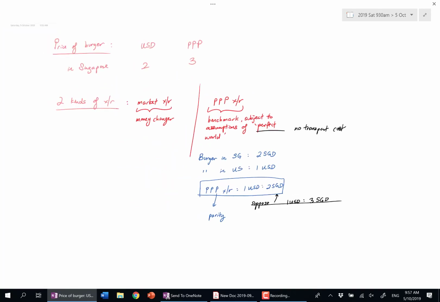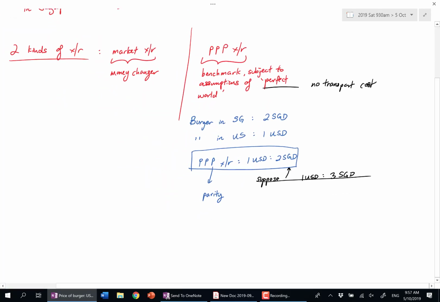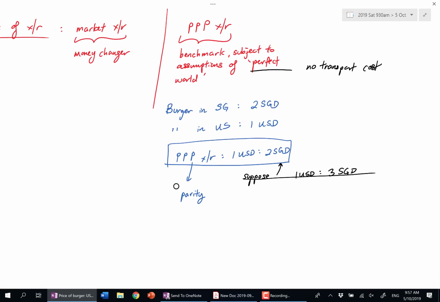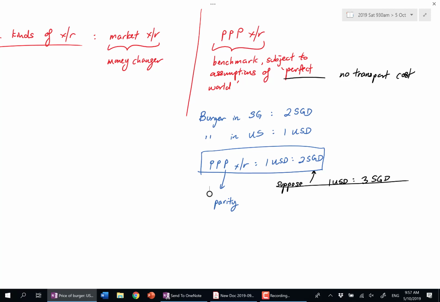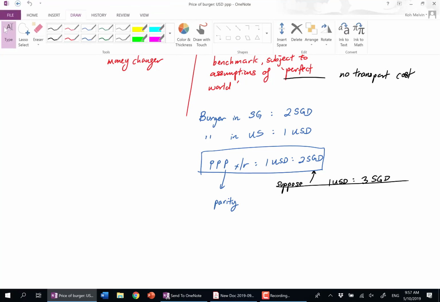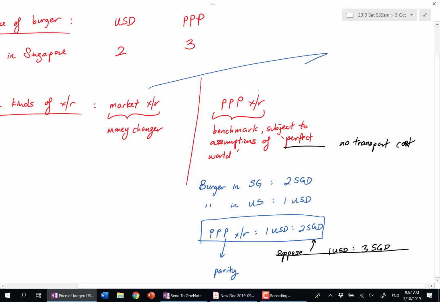But in the real world, you don't have people flying to another country just to eat a burger, right? Some people fly to Hong Kong for delicacies, but that doesn't happen in the perfect world. So if I'm looking at PPP exchange rates and market exchange rates, these two are going to be different because of transport costs, logistical arrangements, time wasted. You cannot expect the real world to be aligned with the perfect world.